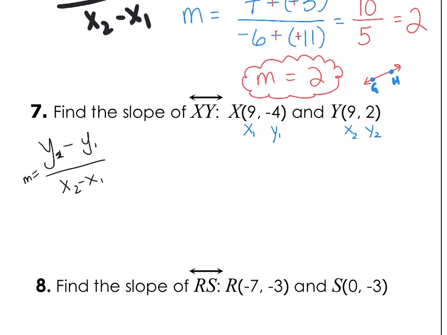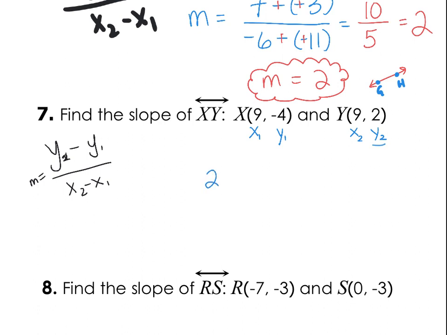Let's take a look at number 7. So my y2 is 2. For my slope, if you want to, you can start off with m equals, then do the fraction and the minus signs, and then just plug in the numbers. So this is my y2, y1, x2, x1. My y1 is -4. My x2 is 9, because I'm right here, and then my x1 is also 9. That's going to be easier to calculate. 2 minus a -4 is 6, and 9 minus 9 is 0.